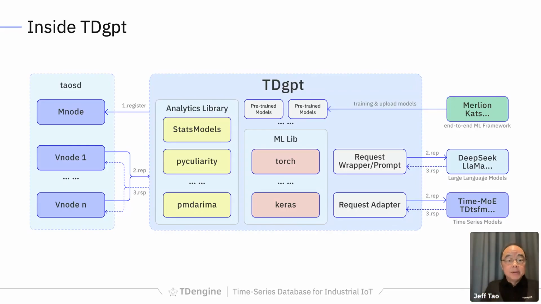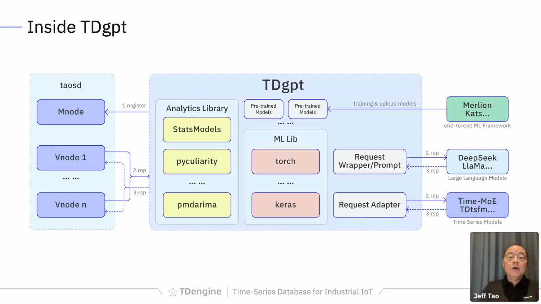Even with a single core, it works very well if you don't have so much time series data. Besides the traditional algorithms, we also support machine learning libraries. Right now, we support Torch and Keras. We plan to support PyTorch 2. Probably it will be released before June 9.